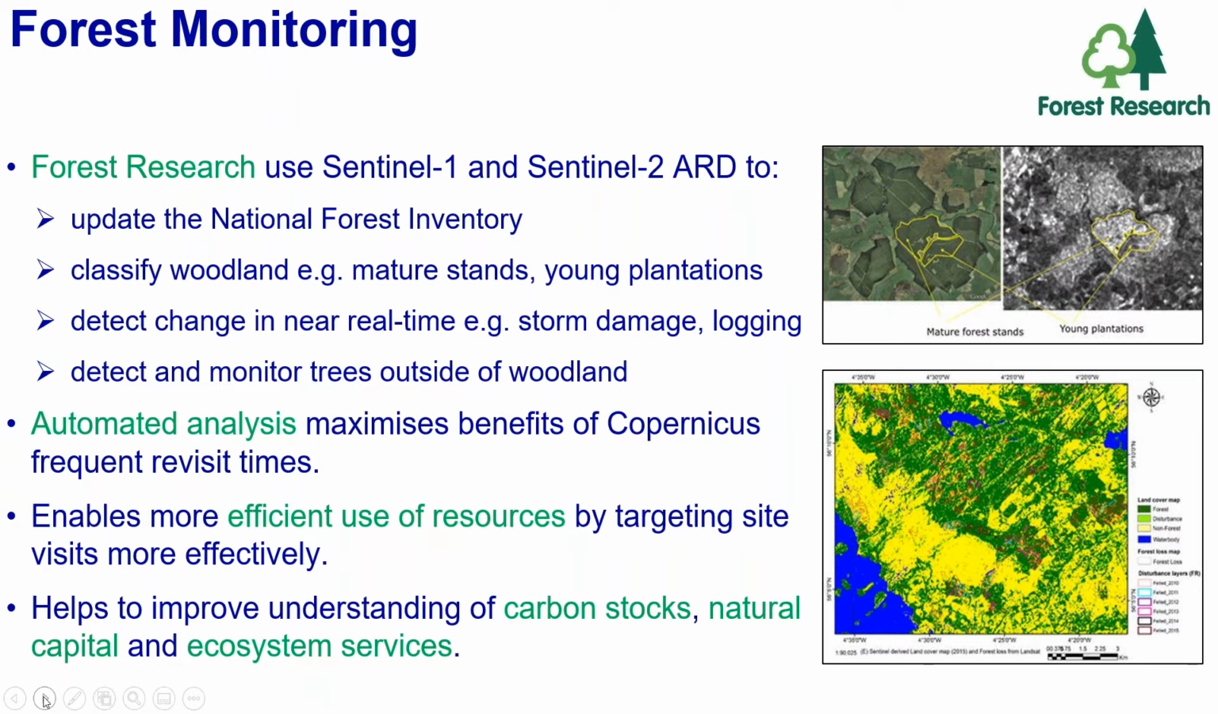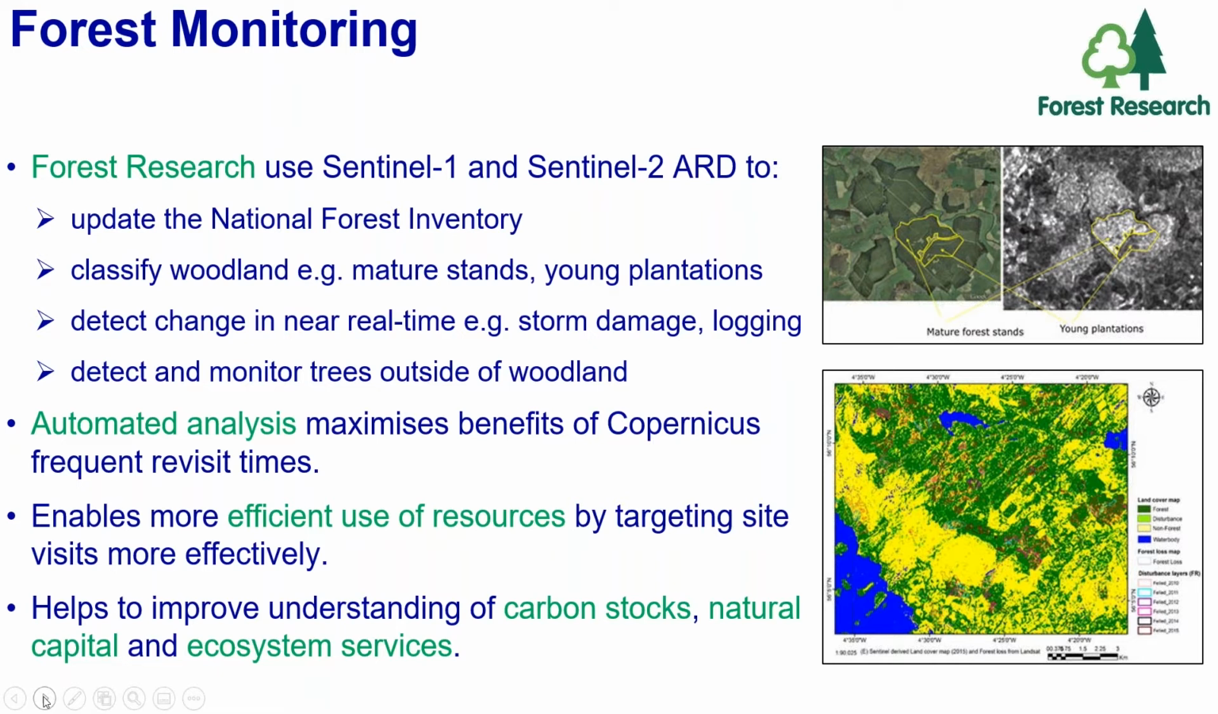And because they're setting up systems for automated analysis of data and near real-time analysis, this is really making the most of the frequent revisit times of Copernicus data that Guo told us about. So it's new data at the equator every 5 or 6 days, but in the higher latitudes where we are, it's every 2 to 3 days. So that's really useful for near real-time change detection.